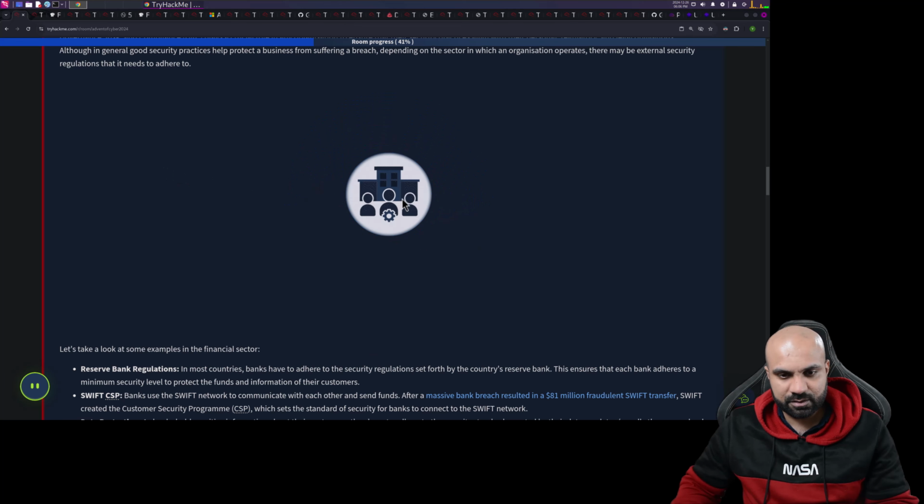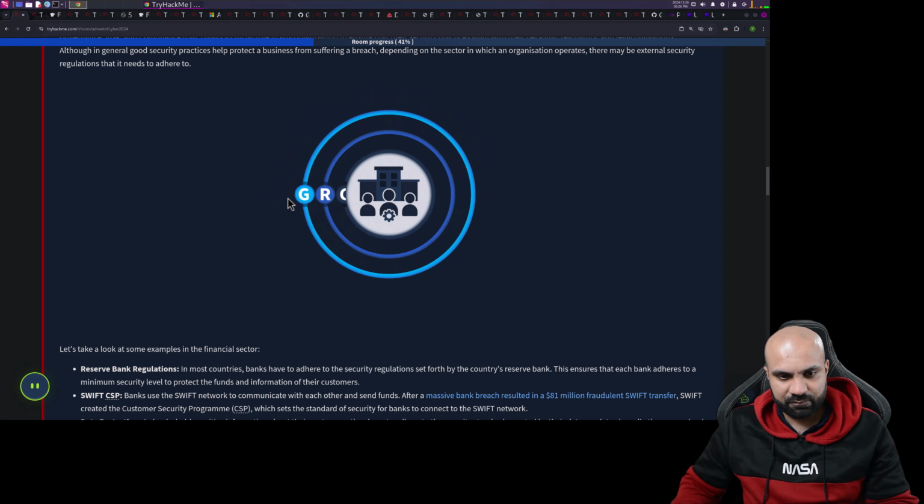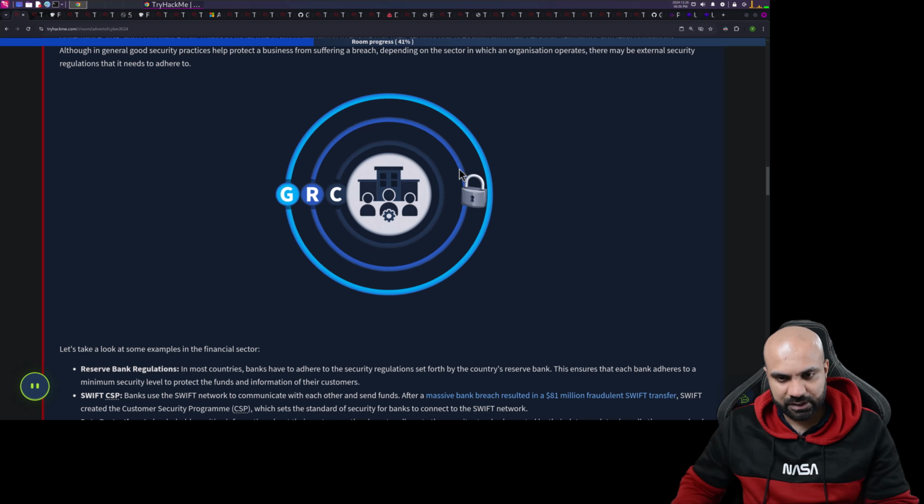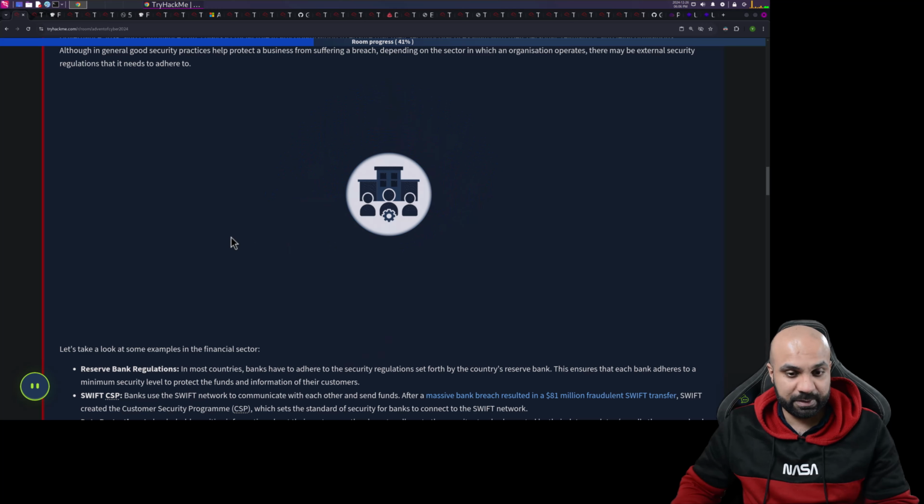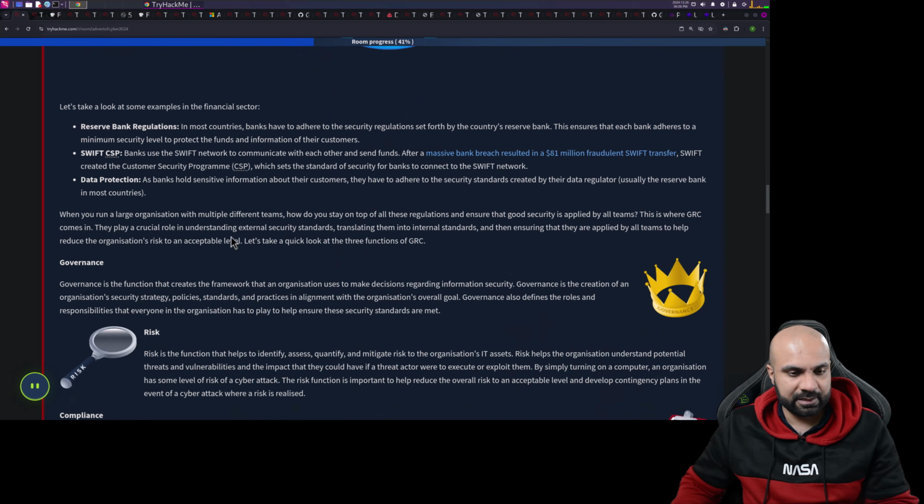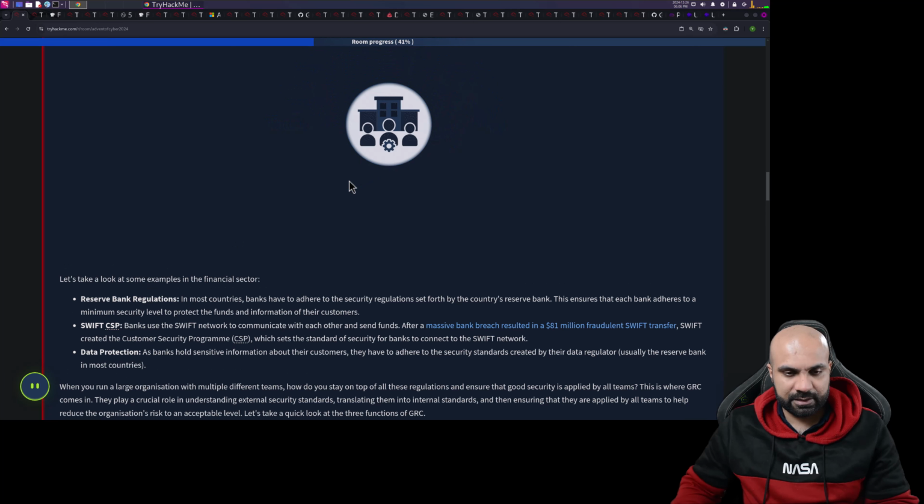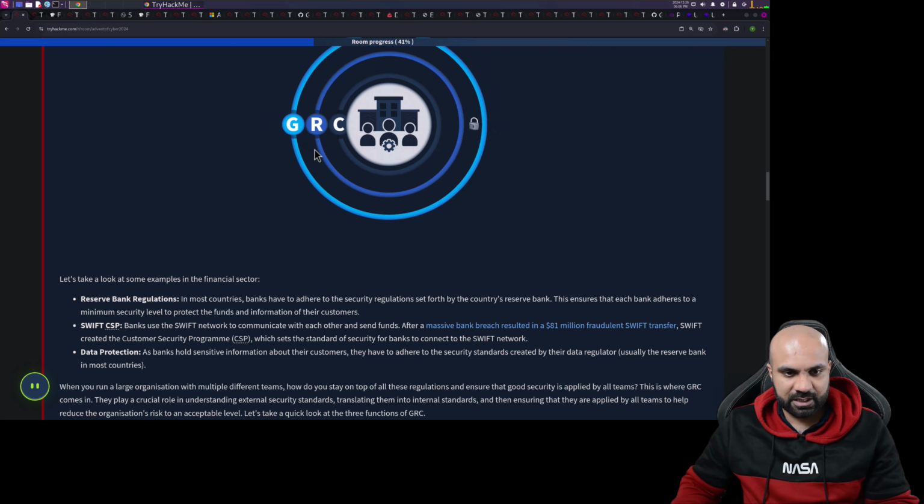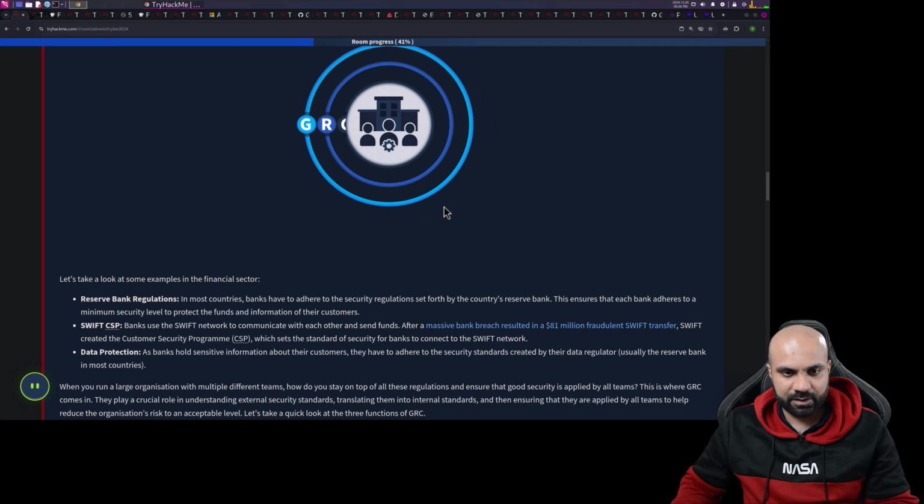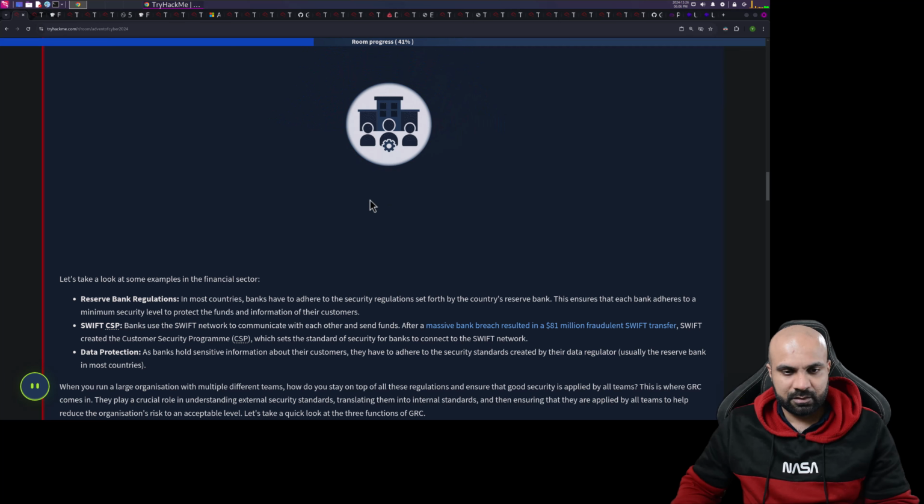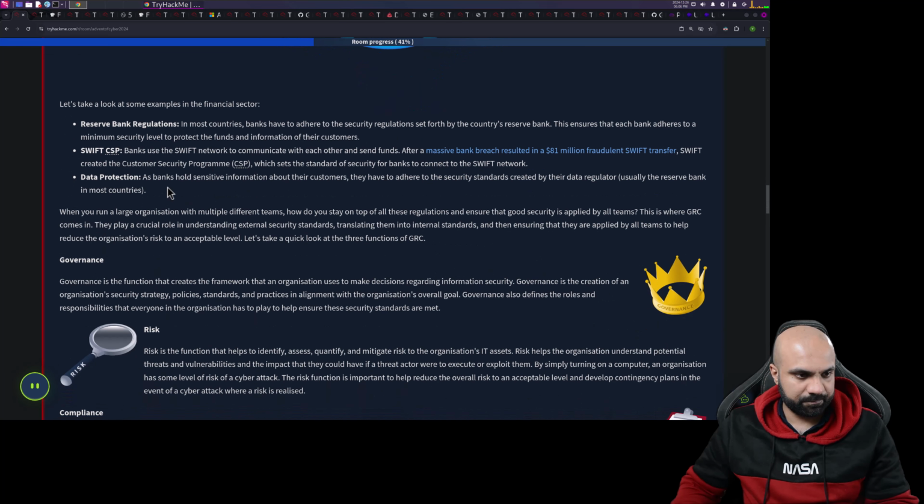So this is GRC. There is a company and then we have GRC, and then they are showing some kind of log here to depict them implementing security. And they are also showing that all of this GRC is creating some kind of firewall around the company. Okay, so it's like a perimeter firewall.